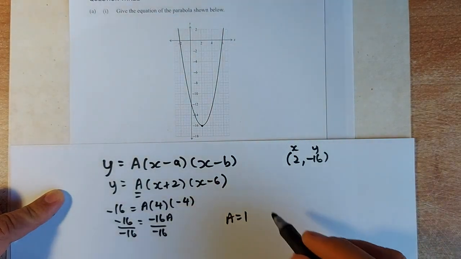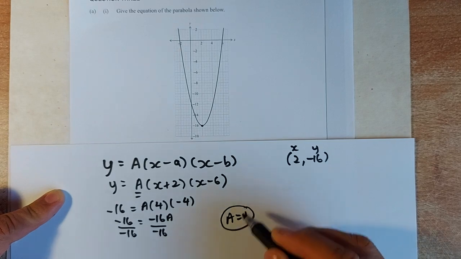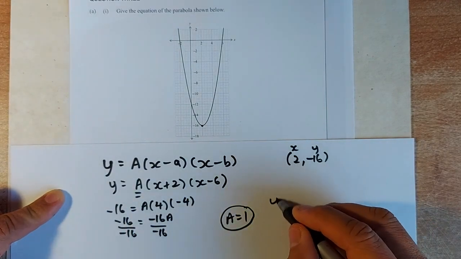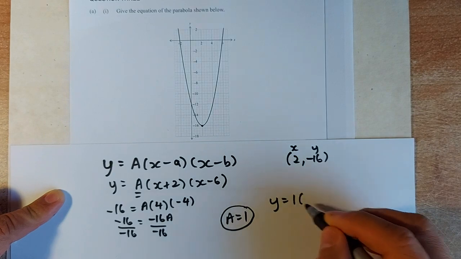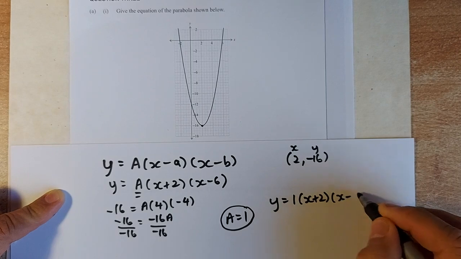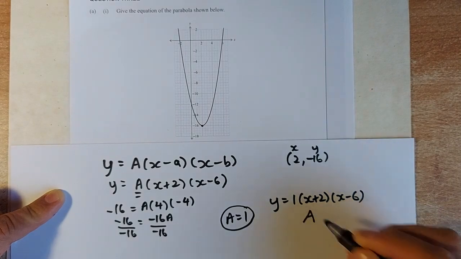Once you've got a equal to 1, you substitute that value 1 into the original equation. So the equation of the graph is going to look like y equals 1(x plus 2)(x minus 6). And that will give you an Achieved.